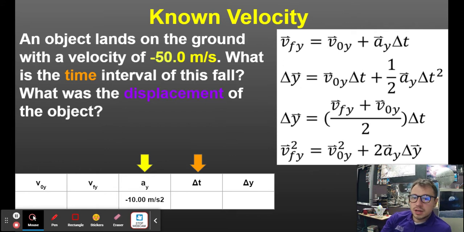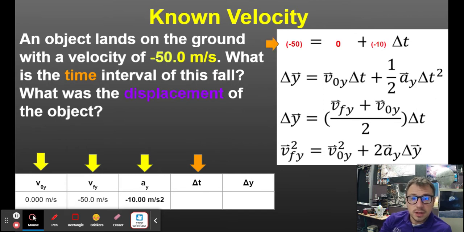So what three things do I know? And notice that if we're ignoring air resistance, the acceleration for all objects is going to be negative 10 meters per second squared. Well, I know the final velocity is negative 50, and I know the initial velocity because it was dropped, so it starts at rest. So I know these three variables. Now I have to look for the equation that has these four variables. It's going to be that first one. So now I can just plug everything in and solve for the time interval, and it's going to be 5 seconds. So it fell for 5 seconds.